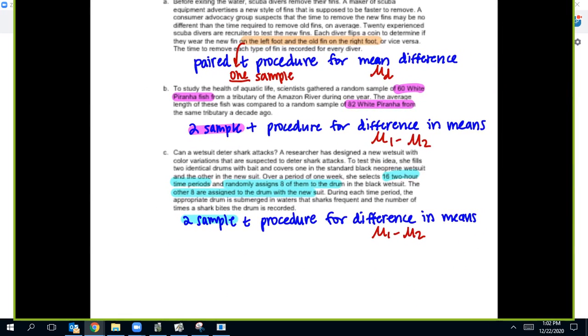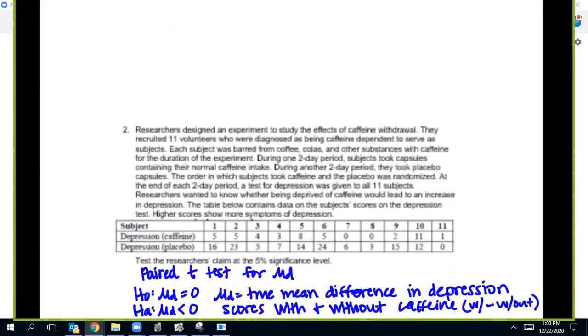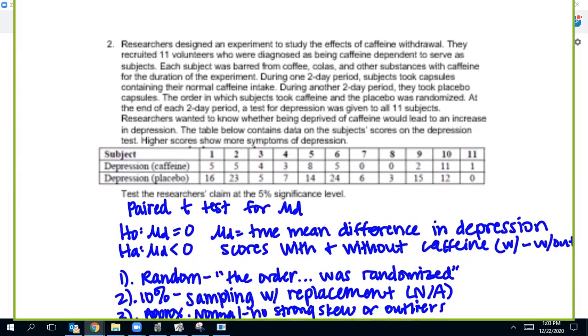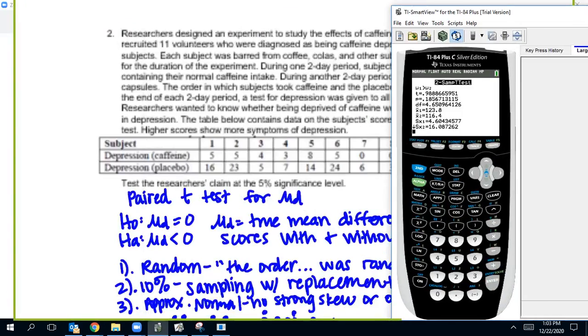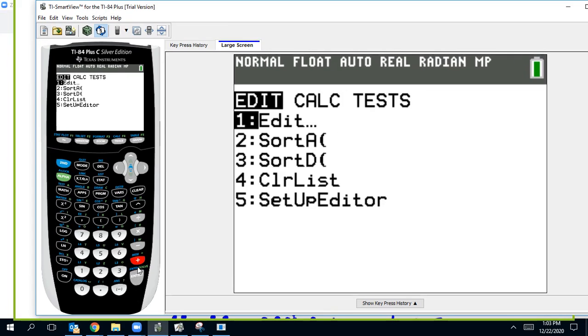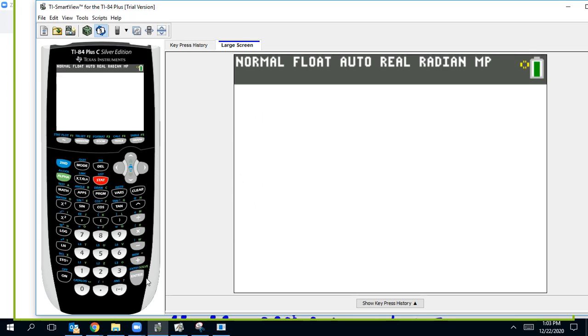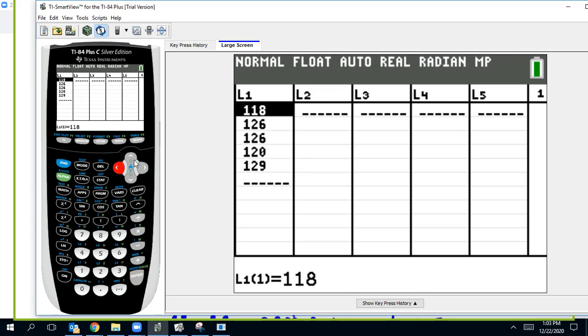Okay, so let's move along to the 4-step process problem. This is the one I want to show you a little bit how to do in the calculator. So I just want to go ahead and type in the values to my L1 and my L2. I'm going to do that right now. You can follow along if you didn't already try this. So we're going to press stat, enter. I want to clear the lists that are already there. I just want to show you a couple of calculator tricks.